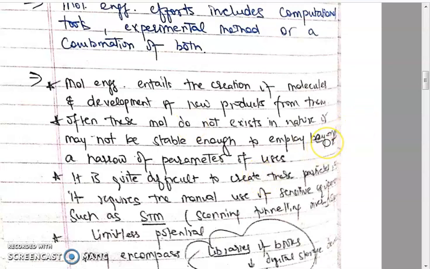It requires a lot of sophisticated technologies, tools and equipment to do this molecular engineering. For example, we use electron microscopy, particularly scanning tunneling microscopy, and atomic force microscopy. All these techniques are used to do molecular engineering of biomolecules or even organic molecules.